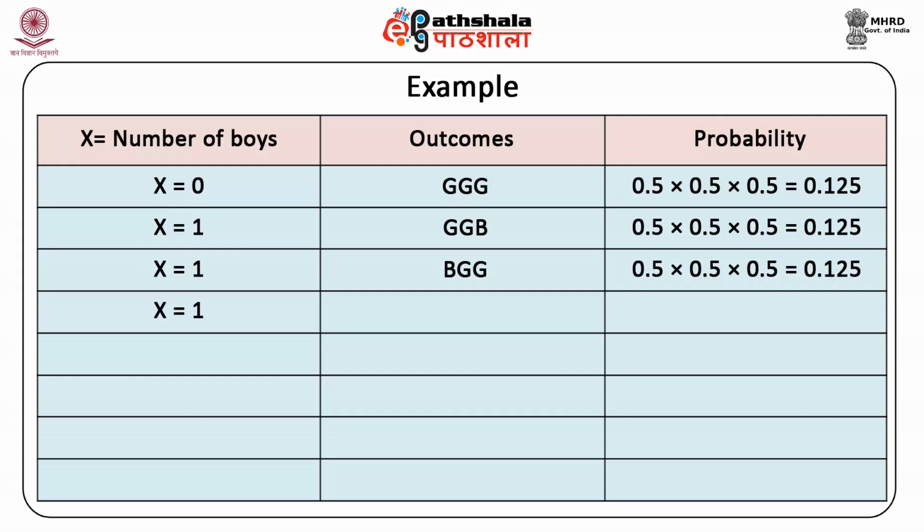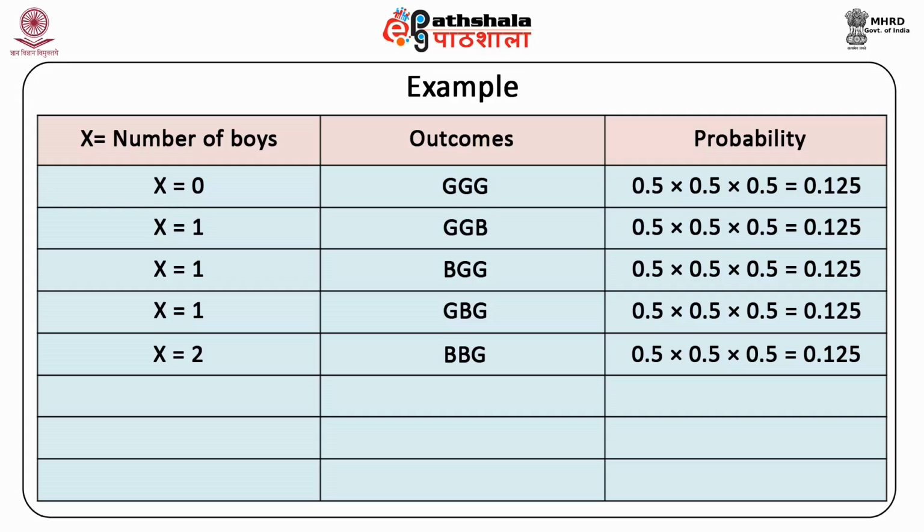When x is equal to 1, the next possible outcome is GBG, which again is equal to 0.5 into 0.5 into 0.5 equal to 0.125. When x is equal to 2, the possible outcome is BBG, which is equal to 0.5 into 0.5 into 0.5 equal to 0.125. When x is equal to 2, the possible outcome is BGB, which is again equal to 0.5 into 0.5 into 0.5, which is equal to 0.125.